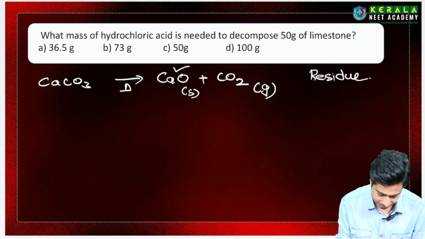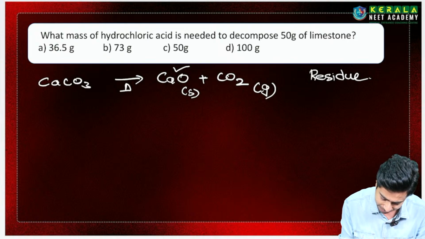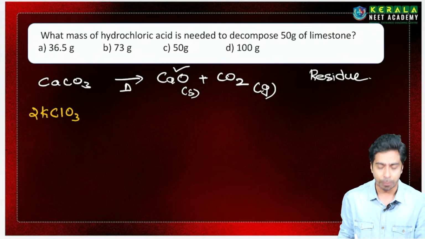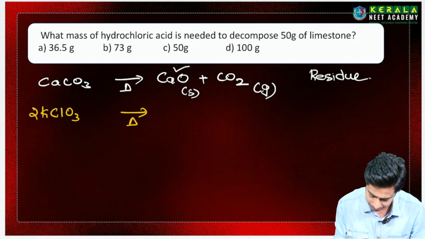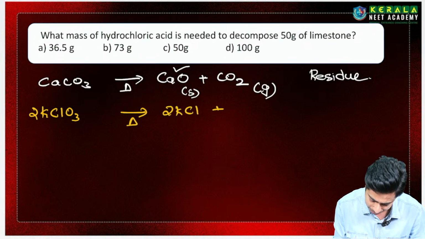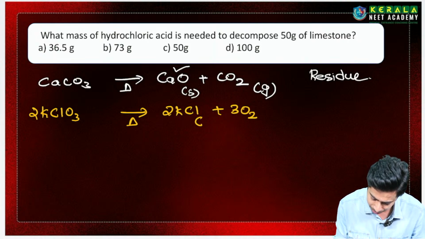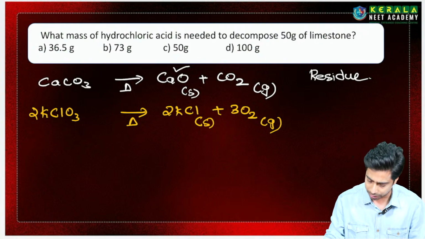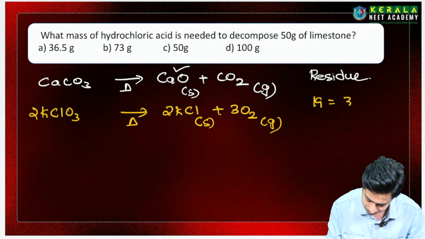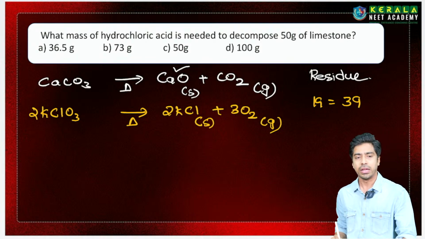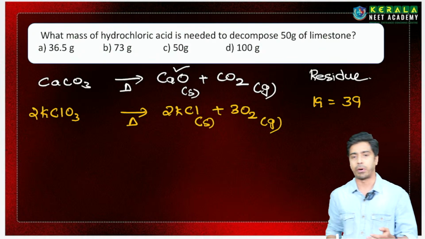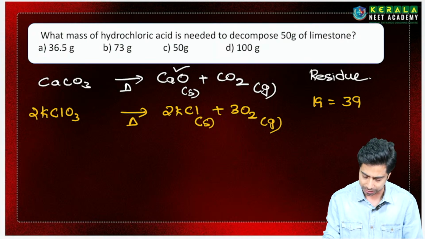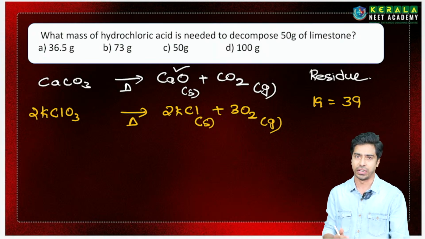And then you have potassium chlorate. If I take the case of KClO3, on heating it produces potassium chloride and 3 molecules of oxygen. Potassium chloride will be solid and oxygen will be gas. And remember the atomic mass of potassium is 39. In order to calculate the molar mass of KClO3, the mass of potassium is 39, chlorine is 35.5 and oxygen is 16, the normal masses.